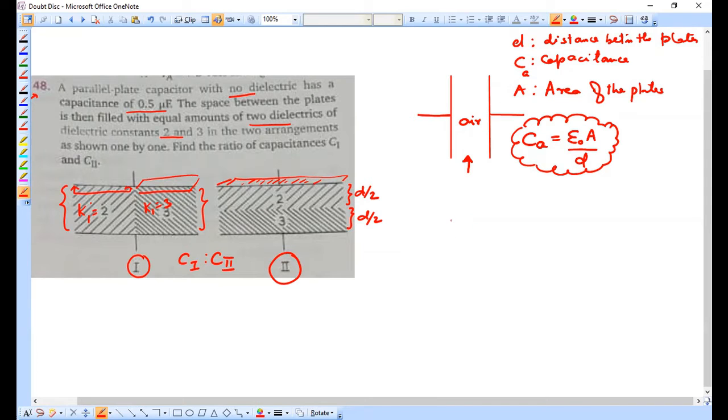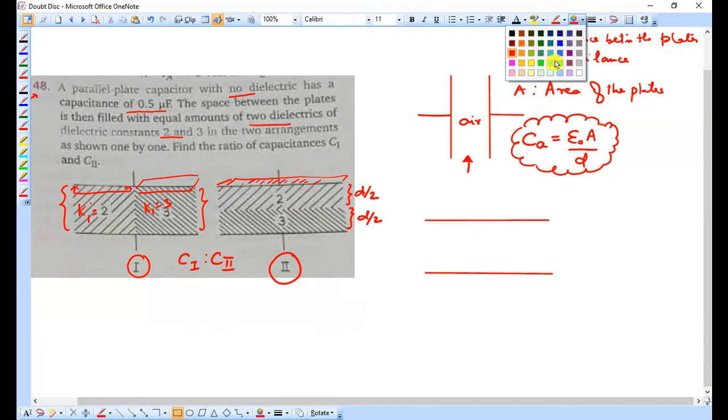Now, what is happening in this particular question? The space between these two plates is filled by two different dielectrics. Now, there are two different orientations in which the space between these two plates is being filled. So let me draw the figure the way they have depicted. So these are two parallel plates, and the space between these two parallel plates is filled by two different dielectrics. So what I'm going to do is fill this space between the two plates by two different dielectrics.